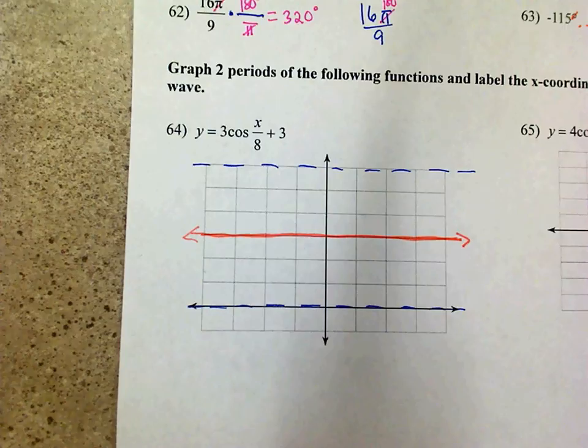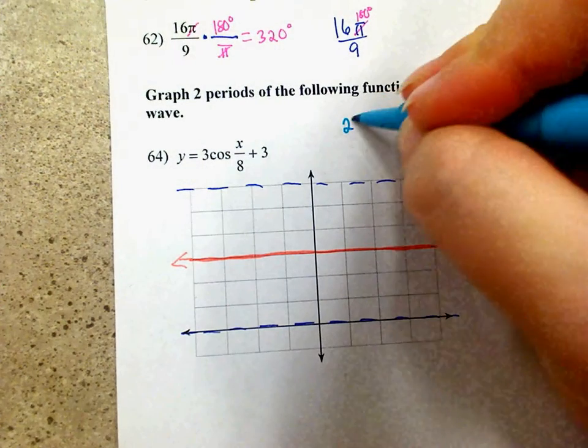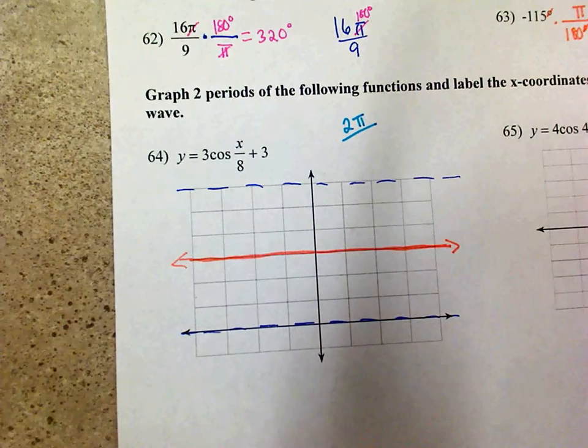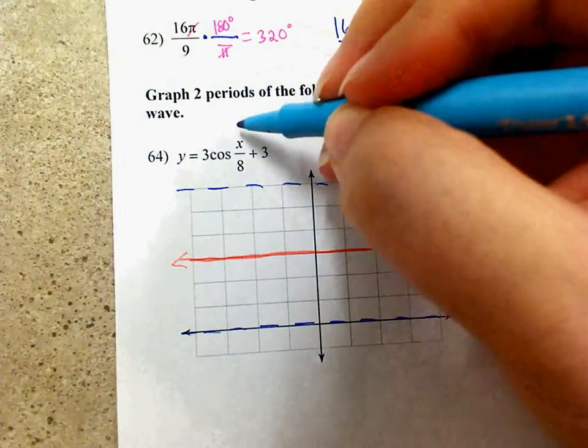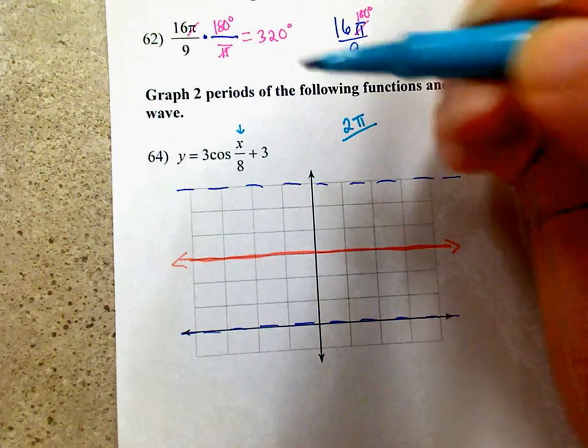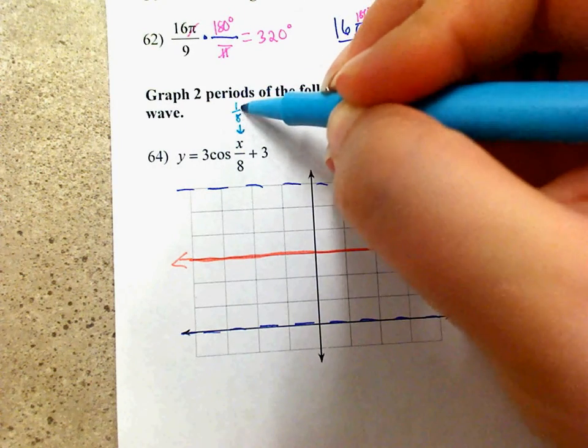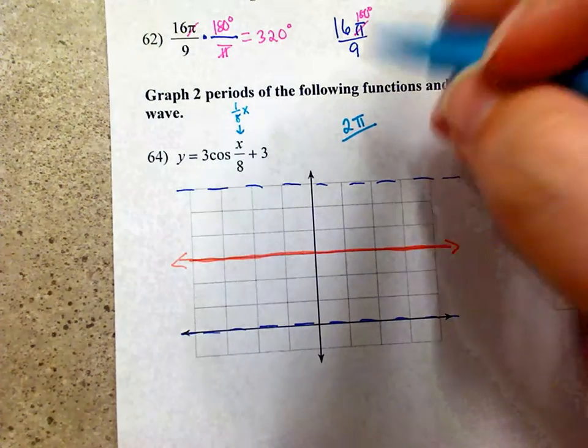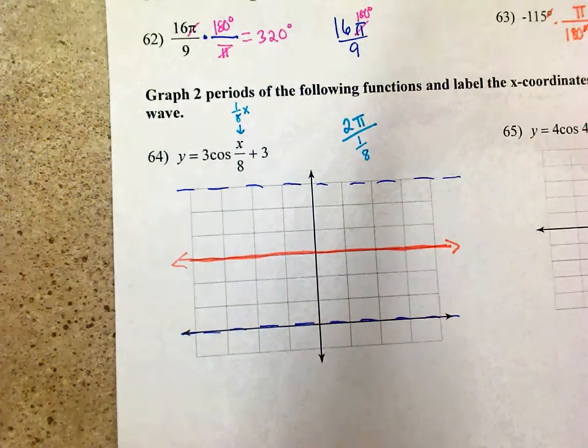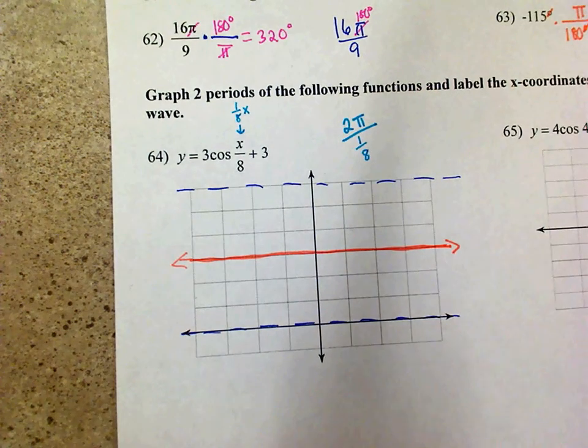And then we need to figure out the period of the wave. So the period of the wave is 2 pi divided by b, and b is the number in front of theta, or x in this case. So right there, x over 8 is the same thing as saying 1/8 x. So b is 1/8. And when you divide by 1/8, what we technically do is multiply by the reciprocal on top and bottom, 8 over 1.